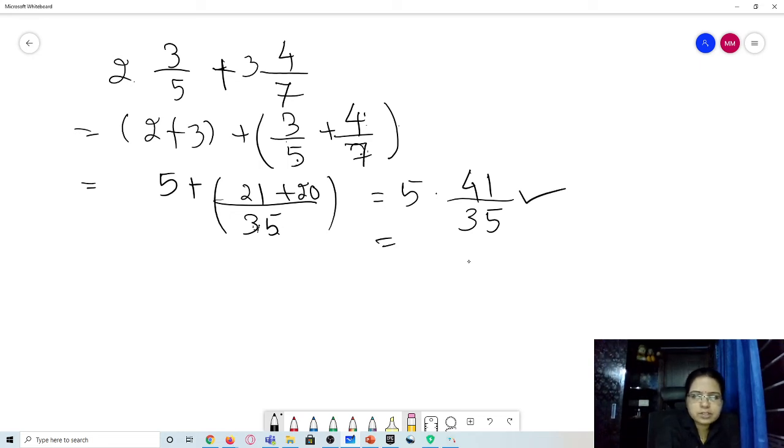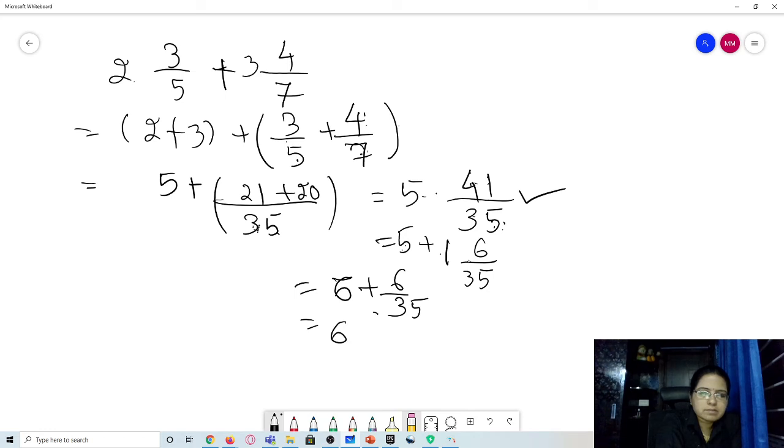We can convert this improper fraction. This is an improper fraction, 41 divided by 35, as 41 is greater than 35. So this is an improper fraction. Now convert this improper fraction into a mixed fraction: 1 and 6 over 35. Now add the whole numbers. 5 plus 1 is 6. 6 and 6 over 35.